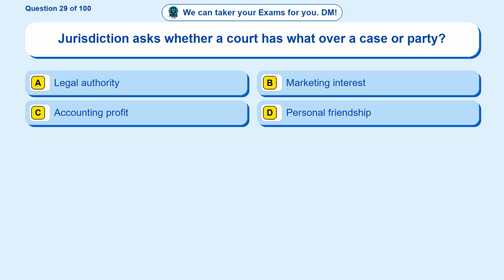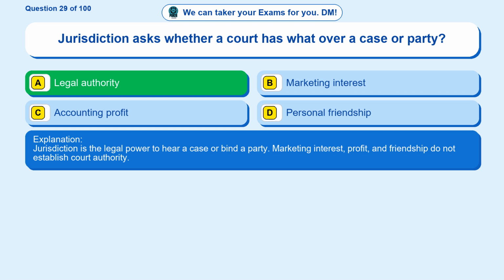Question 29. Jurisdiction asks whether a court has what over a case or party. Option A, legal authority. Option B, marketing interest. Option C, accounting profit. Option D, personal friendship. The correct answer is option A. Legal authority. Jurisdiction is the legal power to hear a case or bind a party. Marketing interest, profit, and friendship do not establish court authority.